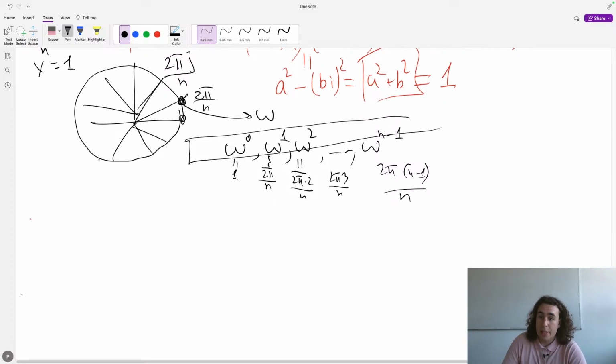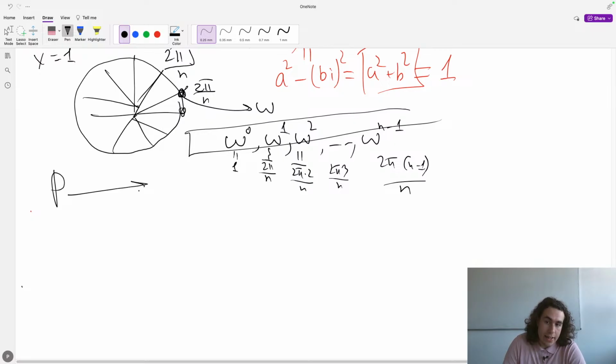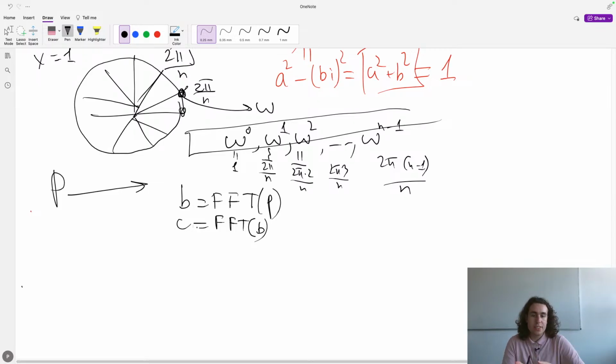So let's say that we had a polynomial p, and its FFT is a vector b. And now we're interested in what is FFT of b. And we want to prove that FFT of b is almost the same thing as p.